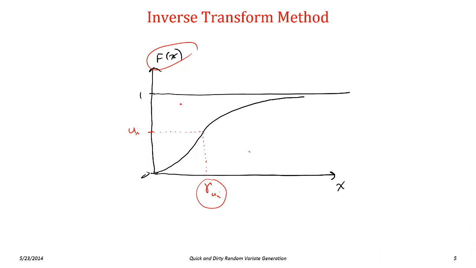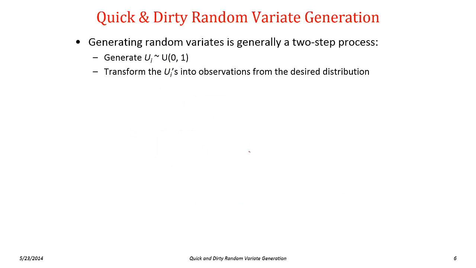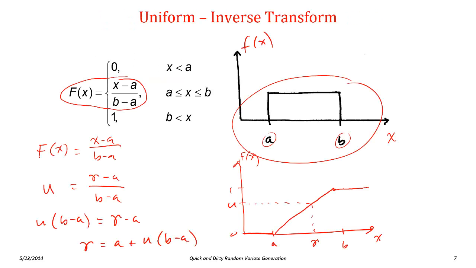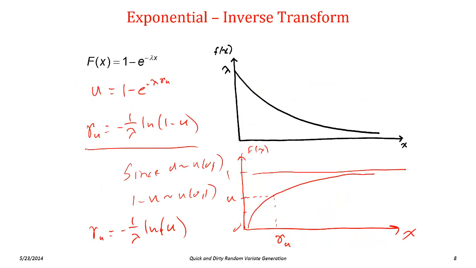In the first video, we started looking at the inverse transform method for generating random variates. We used these U01s, which are uniformly distributed between 0 and 1, and transformed them into the desired distribution by inverting the CDF. And so we looked at the uniform distribution and the exponential distribution.